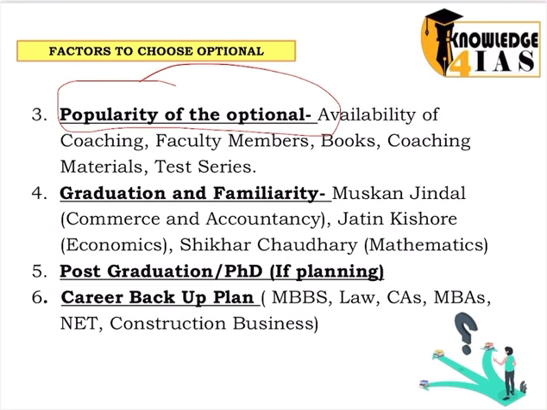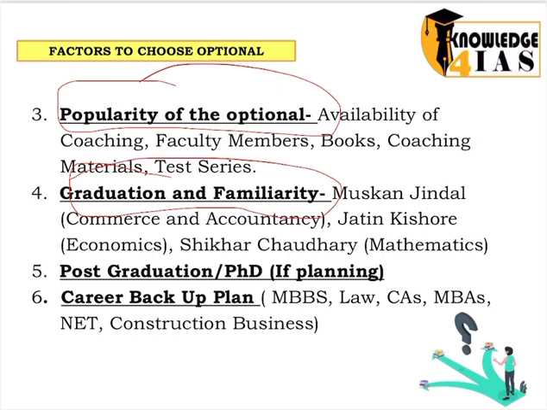Then the fourth factor is graduation and familiarity with that subject. This is again very important. Go for a subject with which you are a little familiar, and if you have completed that subject in your graduation, then of course you are very familiar with it. This factor is very important when you are deciding after class 12th. That means you just passed class 12th, you have started preparing for UPSC, and now you can go for that optional paper which you also want to have in your graduation. So that will synchronize your preparation for graduation and UPSC.